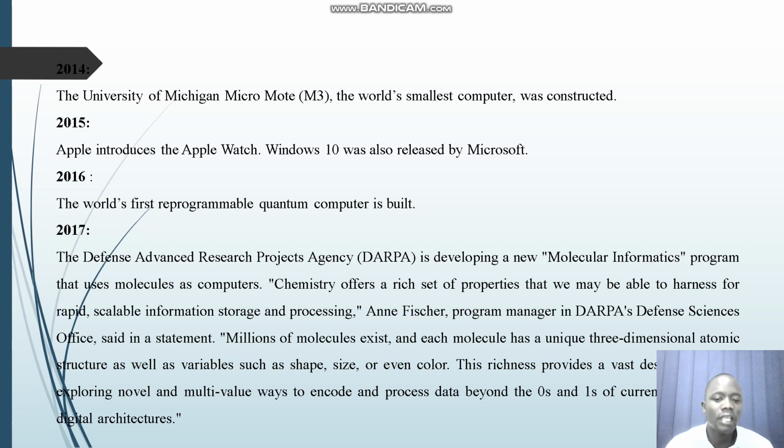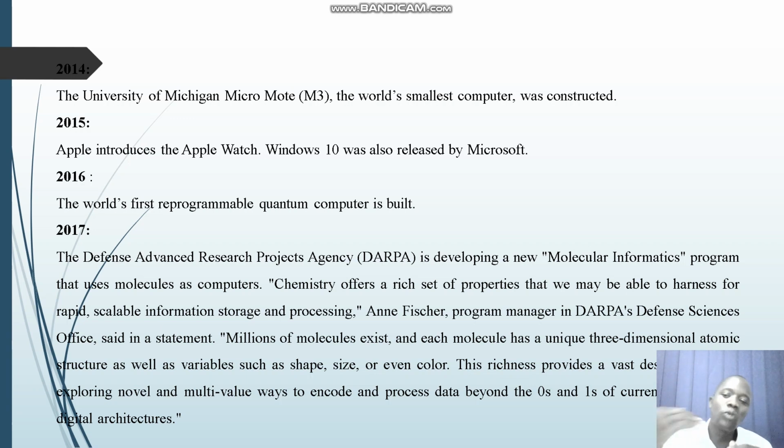molecules exist, and each molecule has a unique three-dimensional atomic structure, as well as variables such as shape, size, even colors. The richness provides a vast design space for exploring novel and multiple ways to encode and process data beyond the zeros and the ones of current logic-based digital architecture. That is where the technology is moving to.